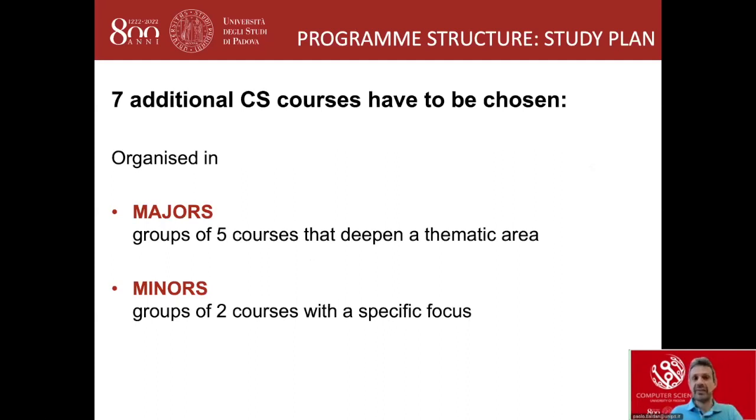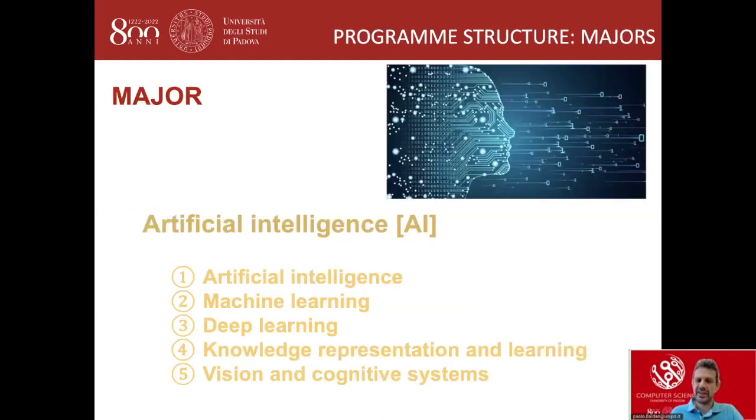So you have to choose 7 additional courses in computer science. And to add the choice, we organized courses in majors and minors. Majors are groups of 5 courses that deepen some thematic area, while minors are groups of 2 courses, so smaller groups, which have a specific focus. We have 3 majors that I mentioned before.